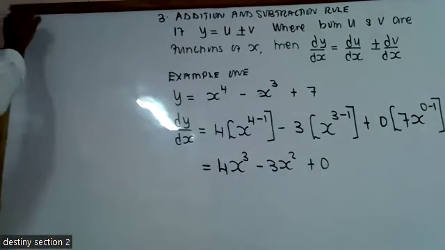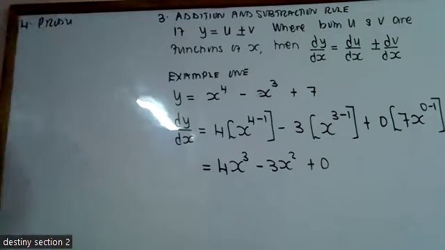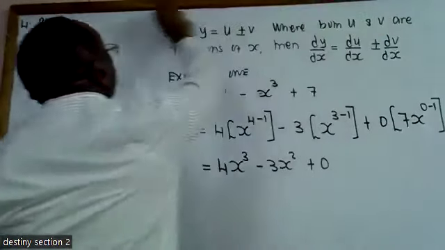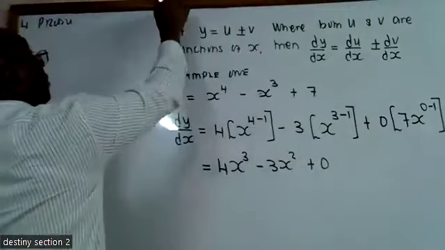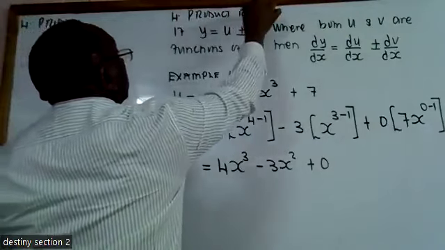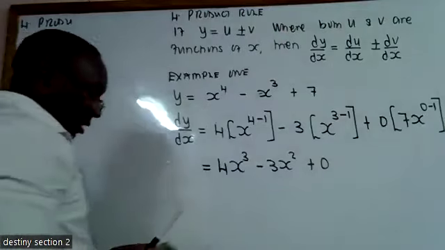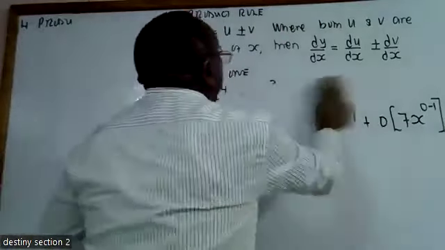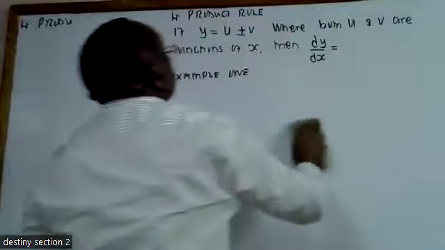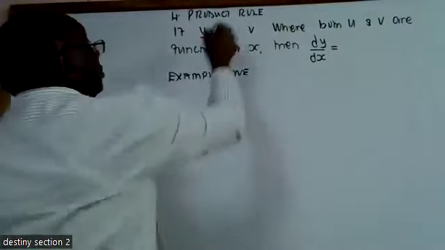Number 4, which is called product rule. I think I can still write it up here. Number 4, product rule. So product rule is stated like this. If y is equal to u times v.